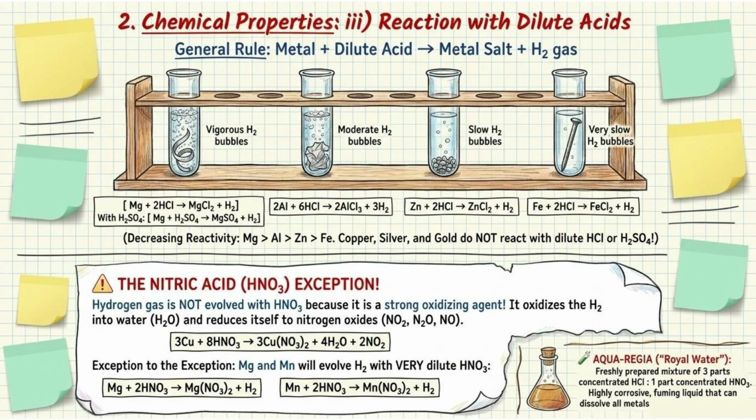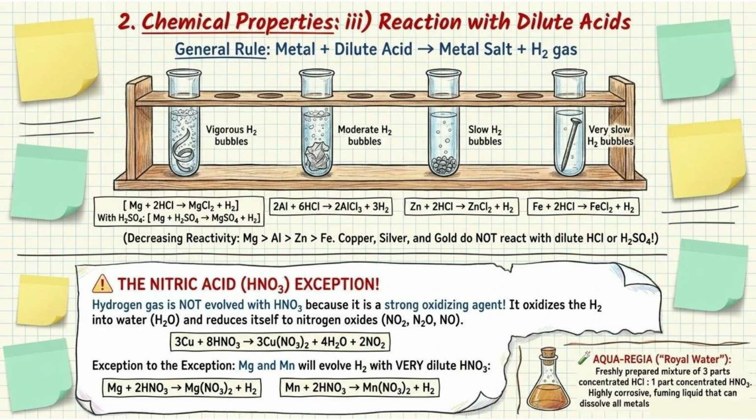Next tube, zinc produces very slow bubbles. Zn plus 2HCl yields ZnCl2 plus H2. And iron produces incredibly slow bubbles. Fe plus 2HCl yields FeCl2 plus H2.